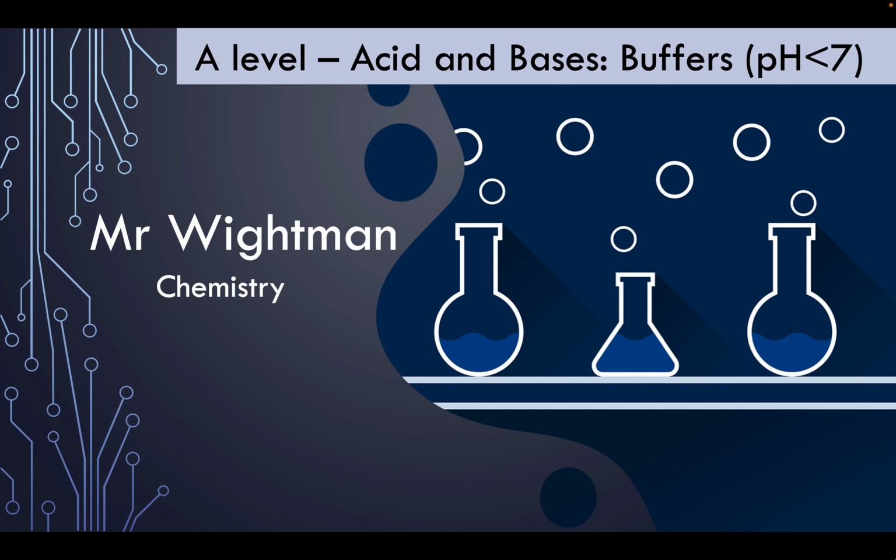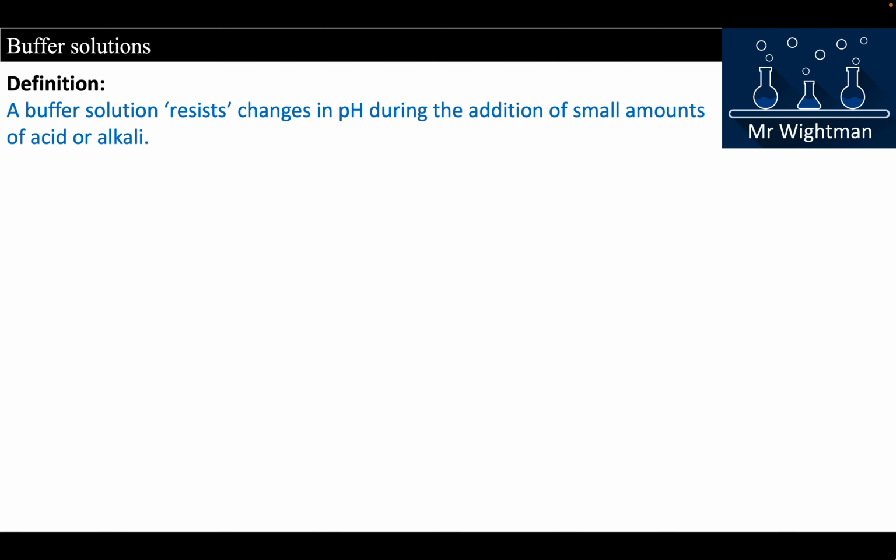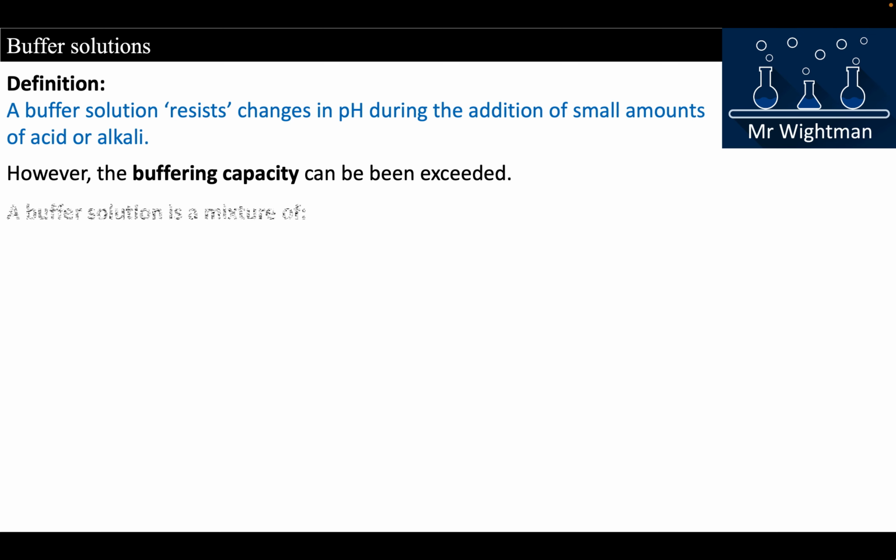Hey, in this session I'll be talking about buffers with a pH less than 7. Calculations will be in another session, but it's important to understand what a buffer is. By definition, a buffer solution resists changes in pH during the addition of small amounts of acid or alkali. This can, however, be exceeded. The buffering capacity can be exceeded. If you were to add too much acid or alkali, then the buffer would no longer exist.